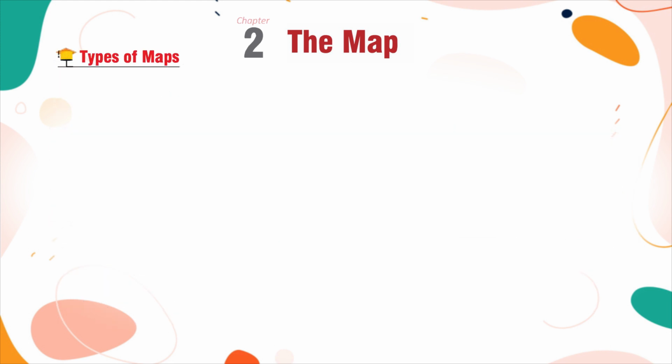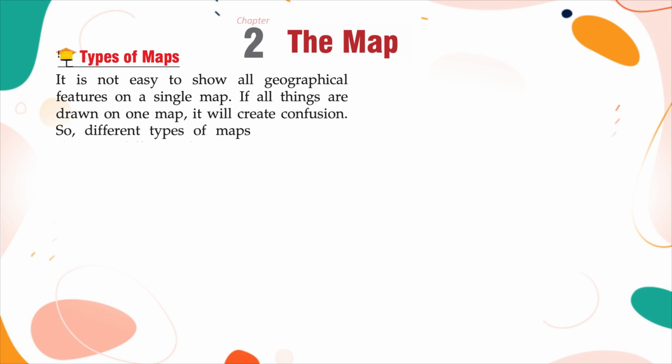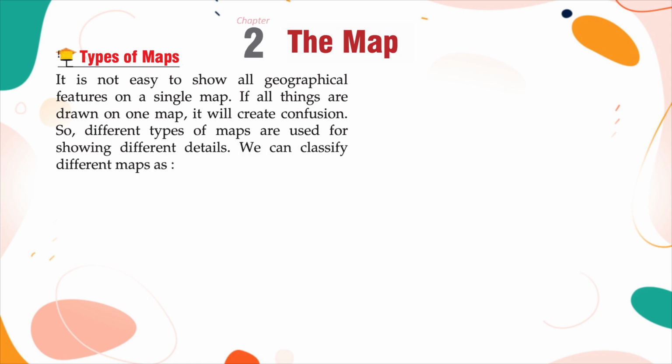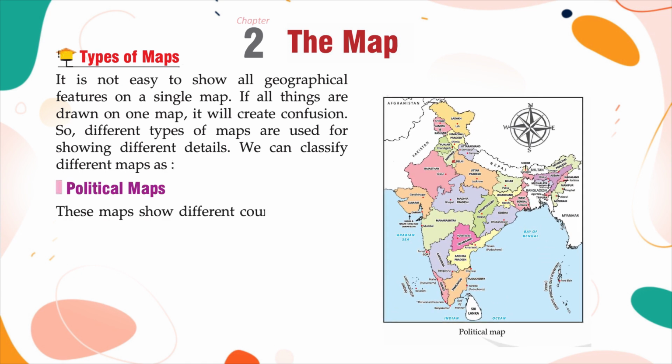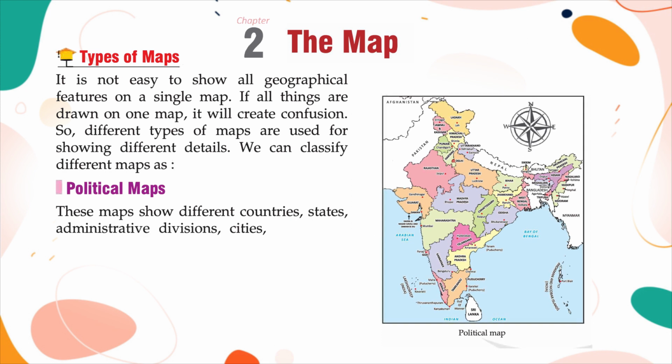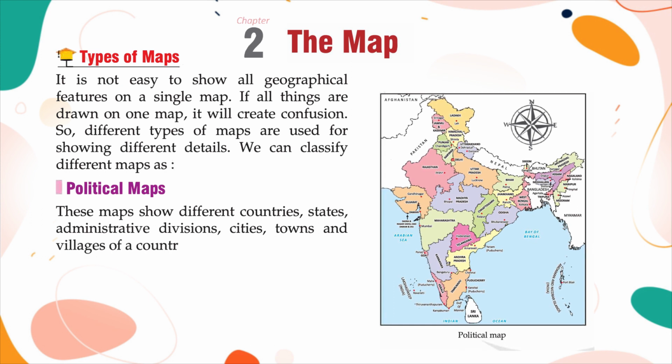Types of maps. It is not easy to show all geographical features on a single map. If all things are drawn on one map, it will create confusion. So, different types of maps are used for showing different details. We can classify maps as follows. Political maps. These maps show different countries, states, administrative divisions, cities, towns, and villages of a country.